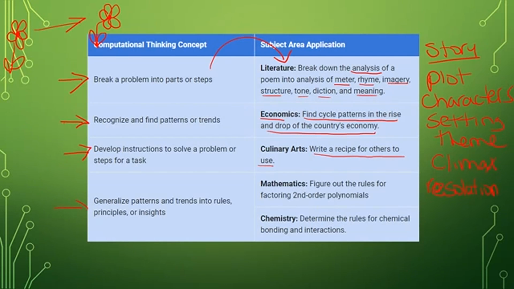When students learn to generalize patterns and trends into rules, this part of computational thinking gives them the ability to apply those rules in other places. For example, they might learn the rules for factoring second order polynomials, that never changes, that from problem to problem, you will always use this. The same thing in chemistry, determining the rules for chemical bonding and interactions and using those are important. They can apply that to other problems that they are doing.